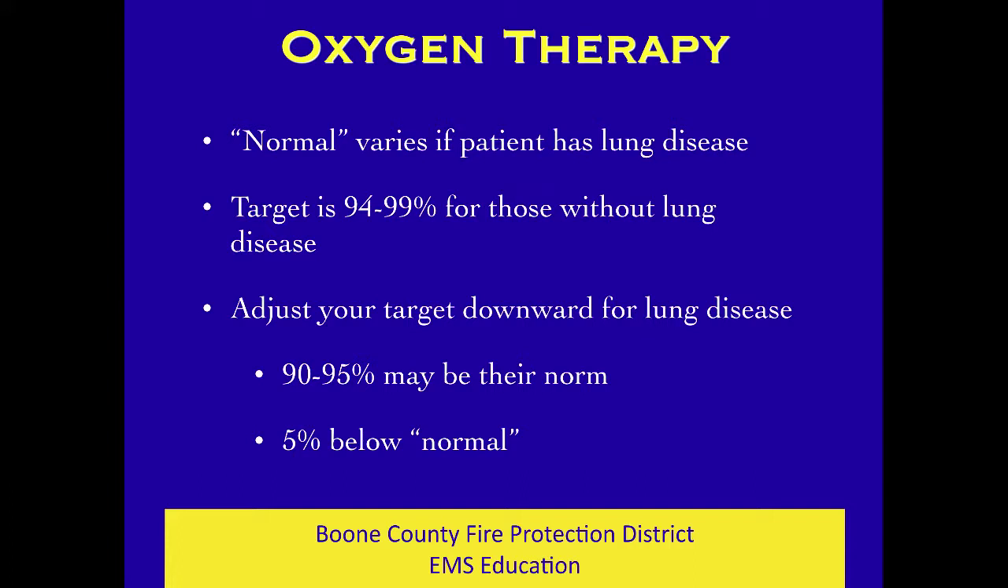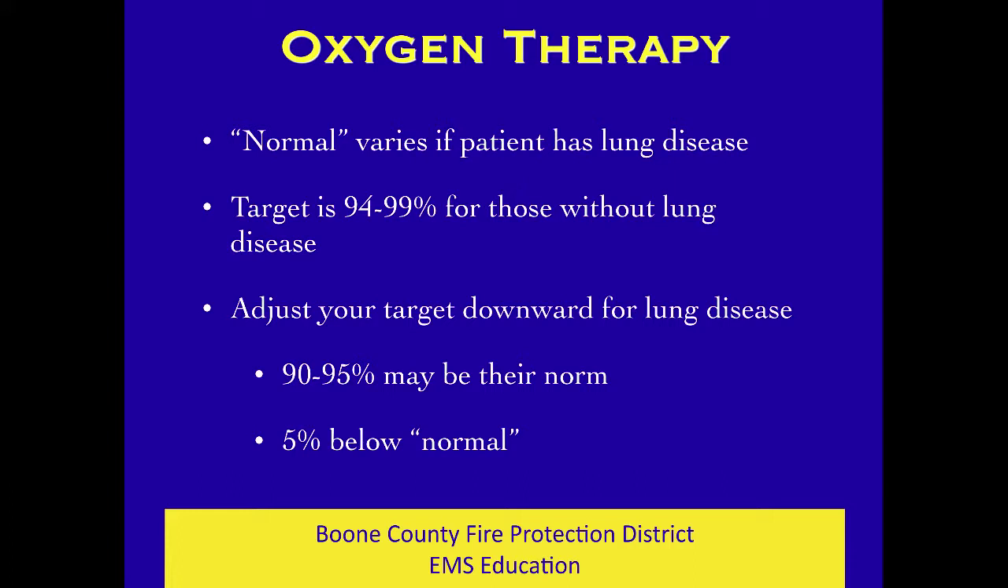We don't need to be in the old silly National Registry Scene Safe BSI, put a non-rebreather on everybody, which is just really silly. And we should stop being silly. We're supposed to be paramedics. So if they have lung disease, then let's adjust their normal down about 5%. So instead of 95%, a person without lung disease, then maybe 90, maybe the low 90s. Some of these guys may even run in the upper 80s.